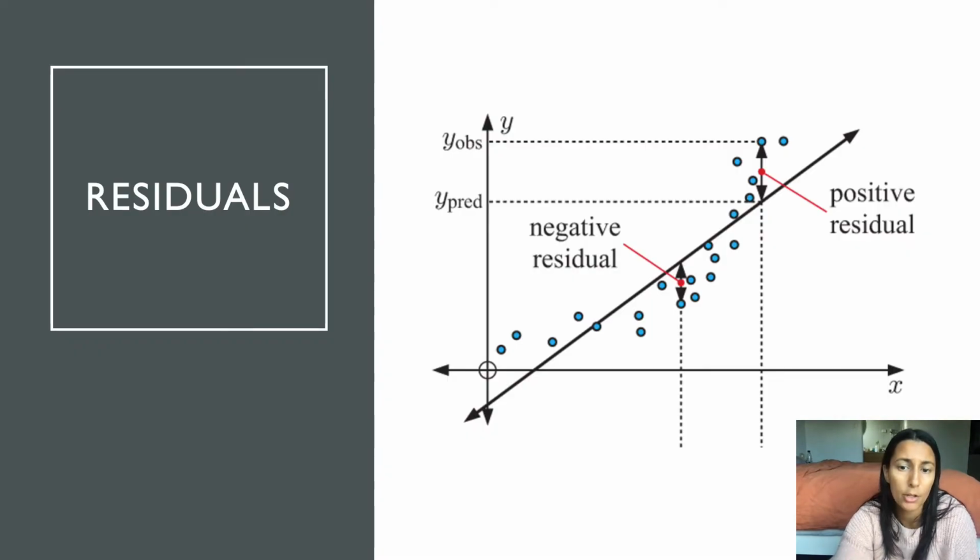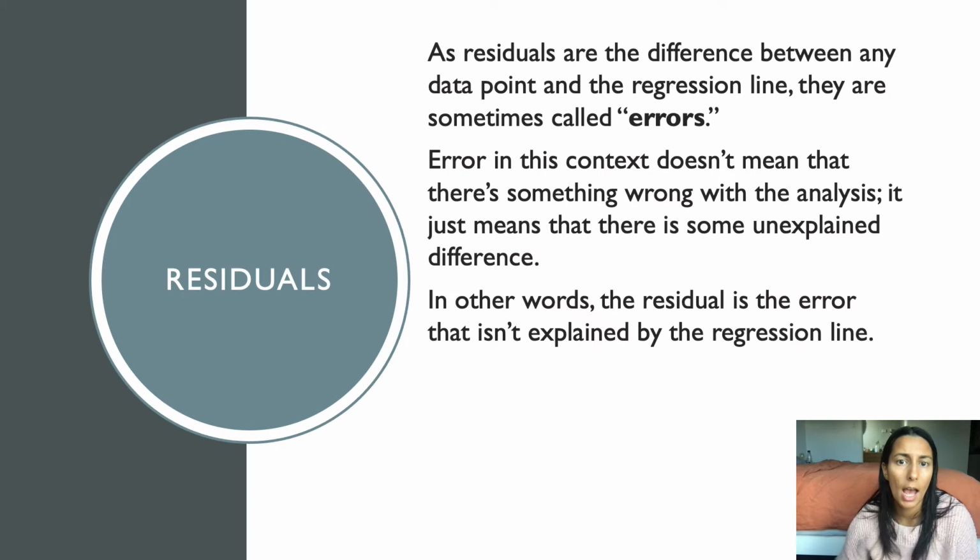You can get positive residuals and negative residuals. Anything that's above the line is going to be a positive residual. Any data points that are below the line are going to be a negative residual. And sometimes we call them errors because basically it's the difference between your data point and the regression line. So sometimes we can call them error points. It doesn't mean that there's anything wrong with the analysis. It just means that there's a difference between the data we collected and the predicted model. We usually call them residuals more than errors in our questions.